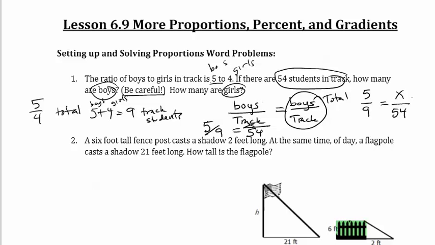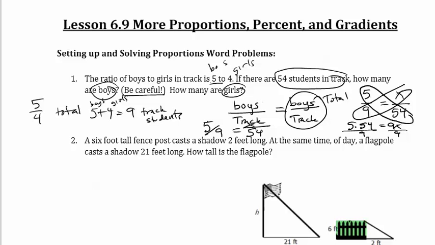So now we have our proportion. We have boys 5 to track students, and then we have boys again to total track students. Okay, so now what we can do is use our proportion and cross multiply to solve for x. So I'm going to solve for x by multiplying 5 times 54 is equal to x times 9, or we could write 9x. Okay, so I'm going to pause the video and allow you a minute to actually solve that.